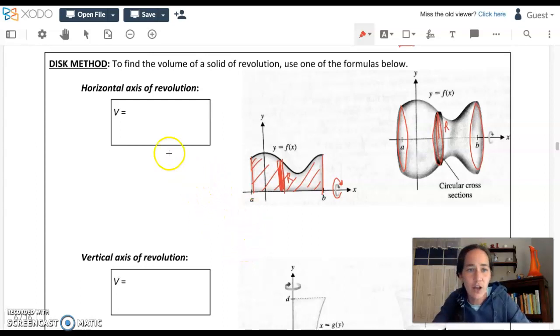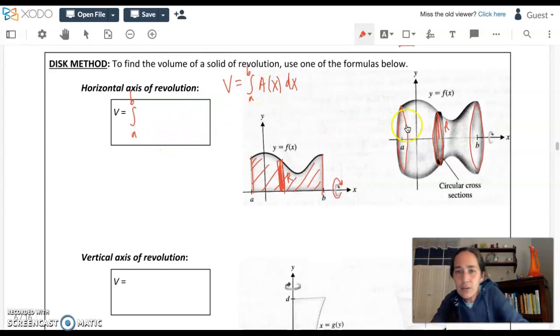Now let's give this a try. Volume is going to be represented by an integral from A to B, we'll say, of the area, right? We said before on the last page, if you integrate area, the rule is you get volume. Well, what would the area be? Let's think about this shape. It's a circular cross section, so think of your formula for area of a circle. Area equals pi r squared.